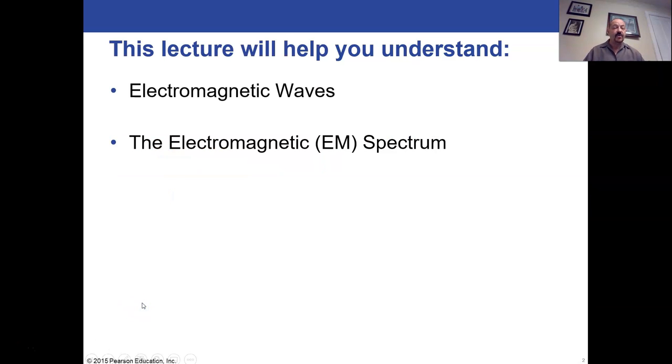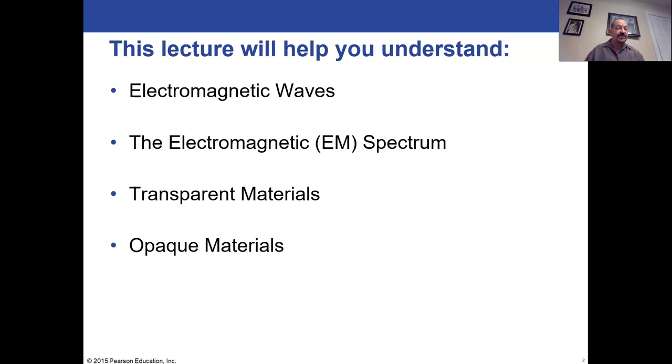So in this chapter, we'll cover electromagnetic waves. When we say light, we mean all types of light, anything from radio waves to gamma rays. And that is the entire electromagnetic spectrum. So we'll talk about each of the different types.